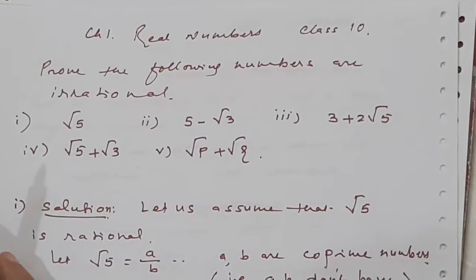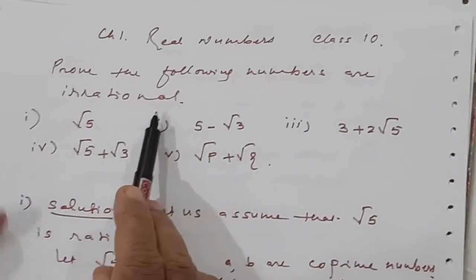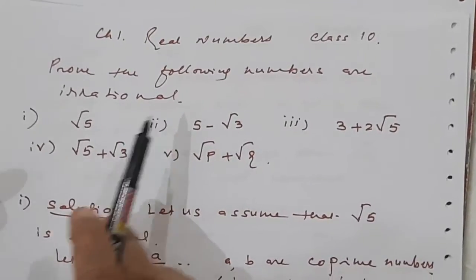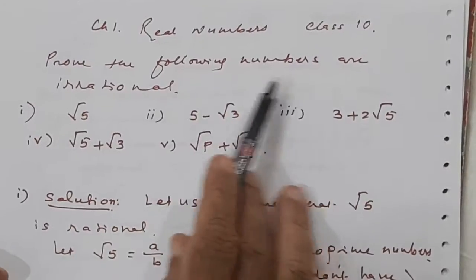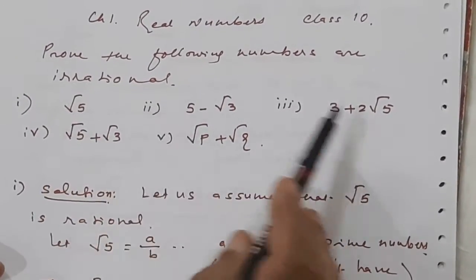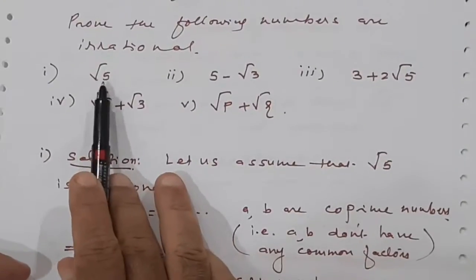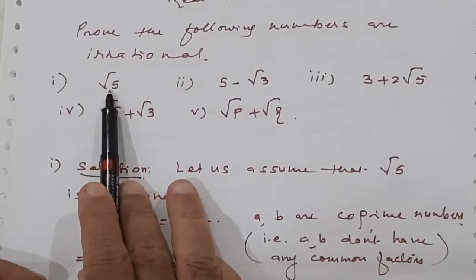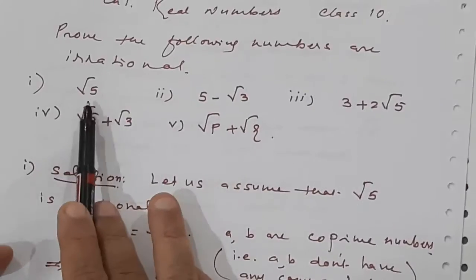Let us continue our topic real numbers, and this is the continuation of the last topic covered in my last video. So this is the proof that the following numbers are irrational. Here I have selected some different numbers. Root 5 is the example based on root 2. Root 3 you do on your own. I am taking root 5.